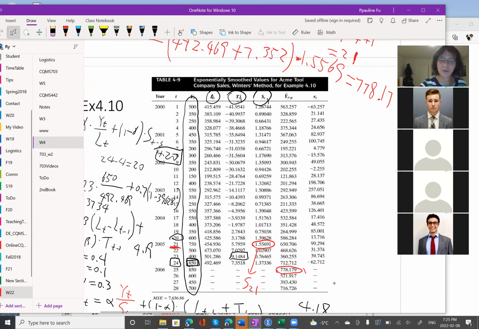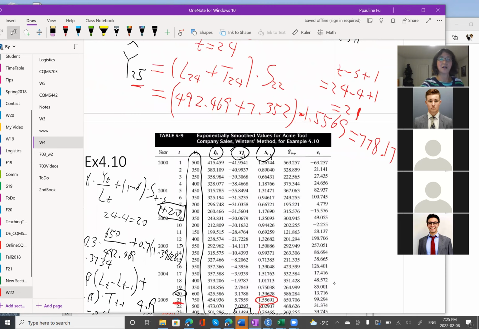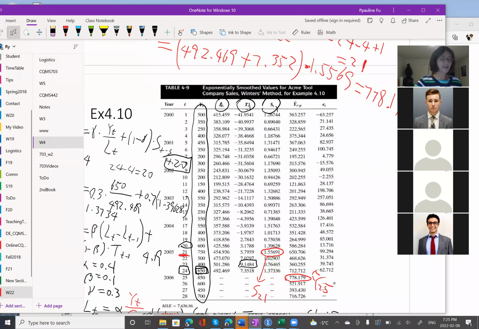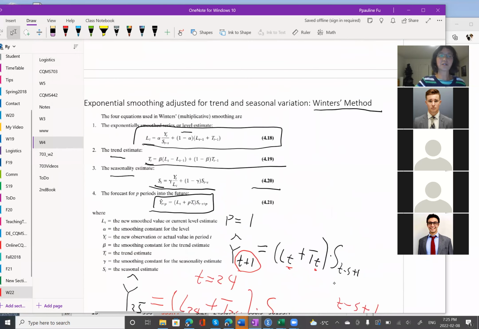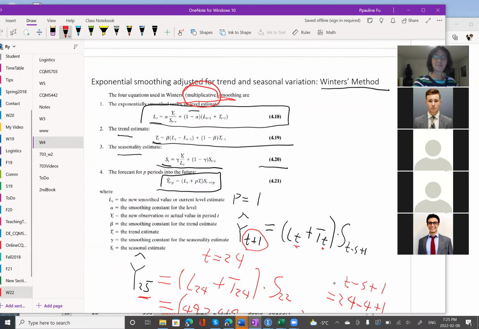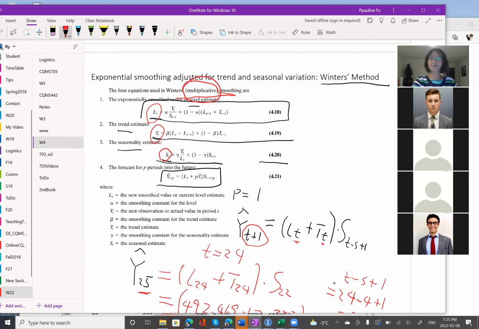This number is Y25 hat. We just did that. Y25 hat. Okay, this method is actually called Winter's multiplicative method, based on 3 components: level, trend, seasonality. Any questions?